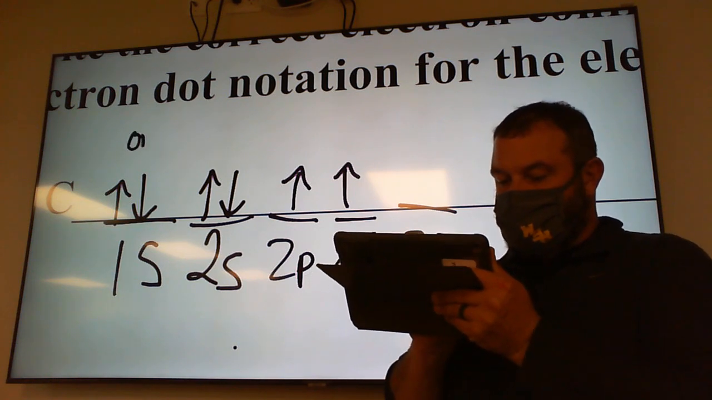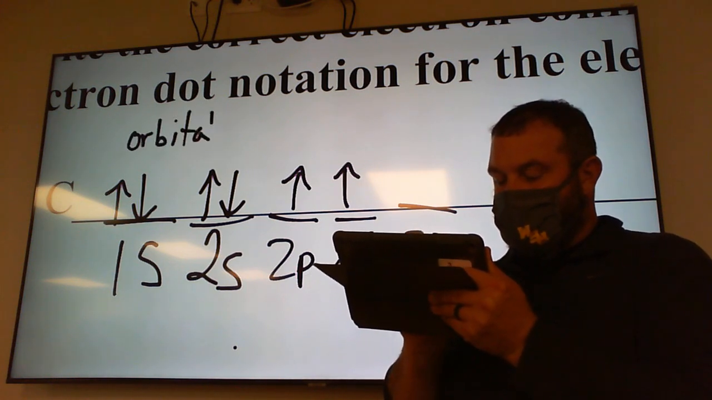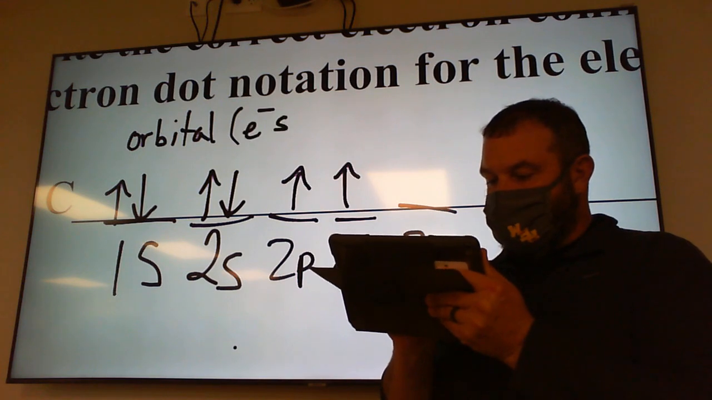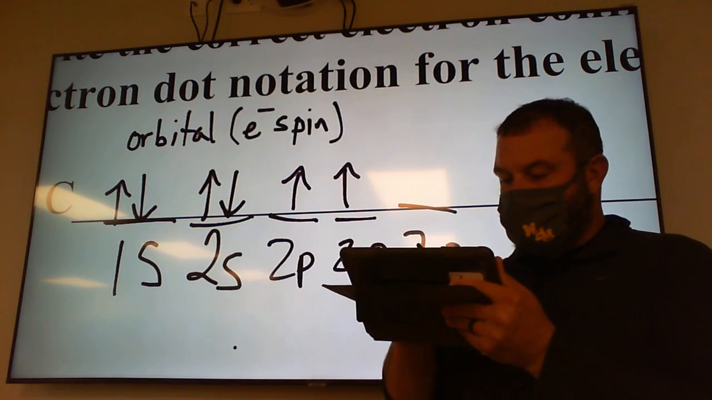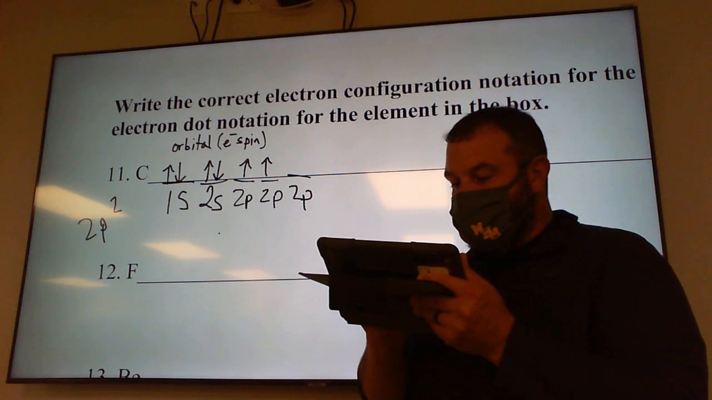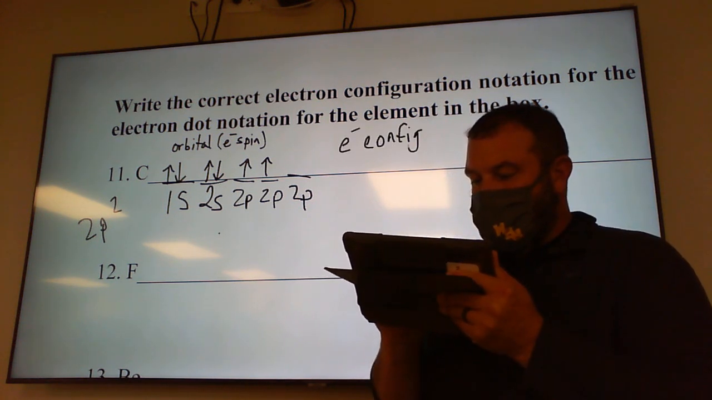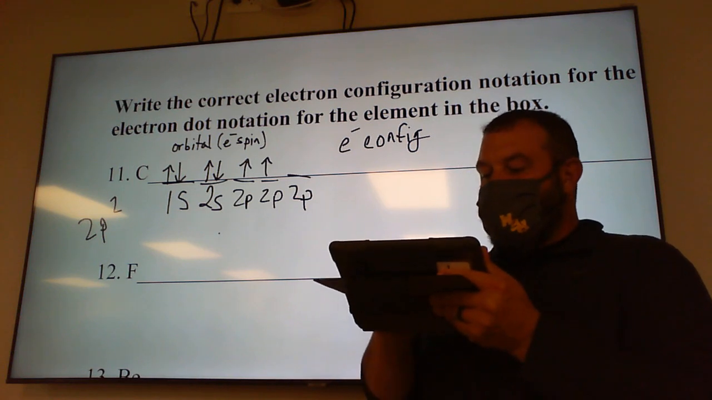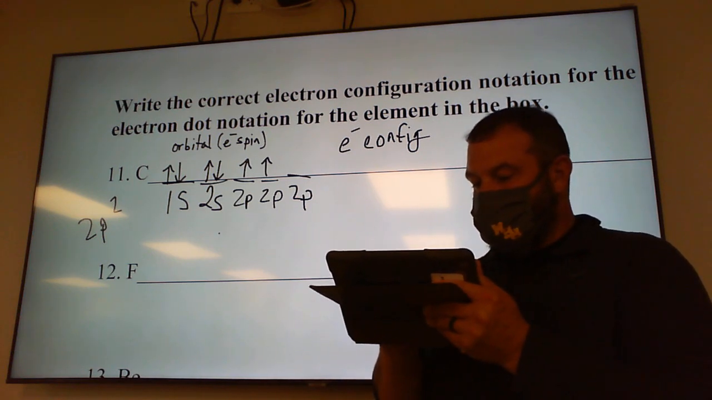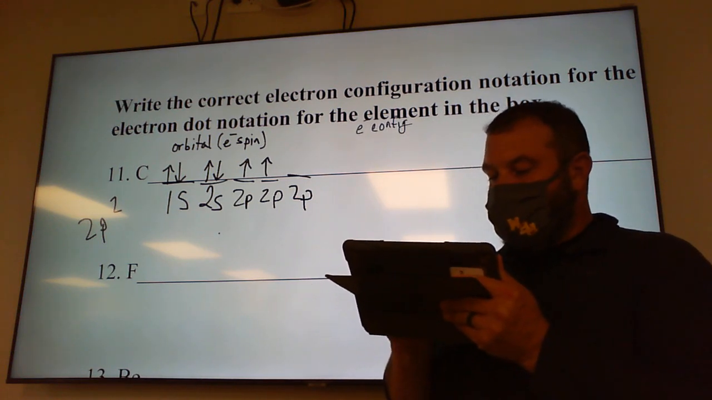Okay? Now, to write it in electron configuration notation, by the way, this is orbital or electron spin. Okay, the next one is just electron configuration. All right? And that is essentially getting rid of the arrows.